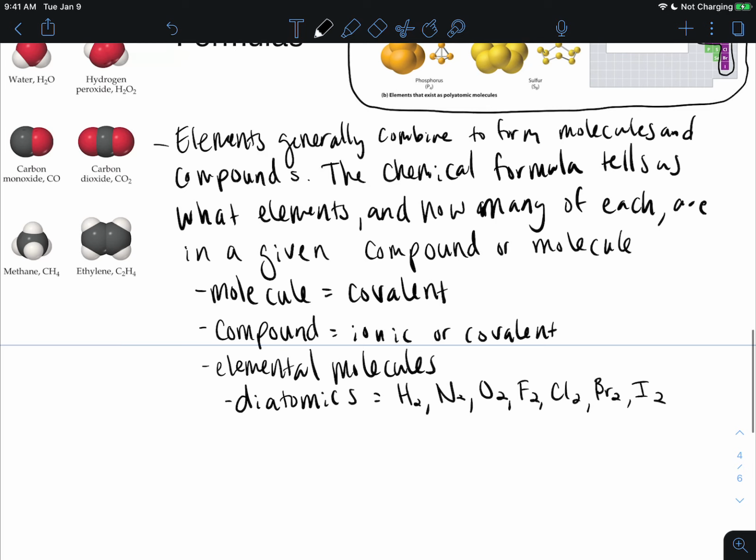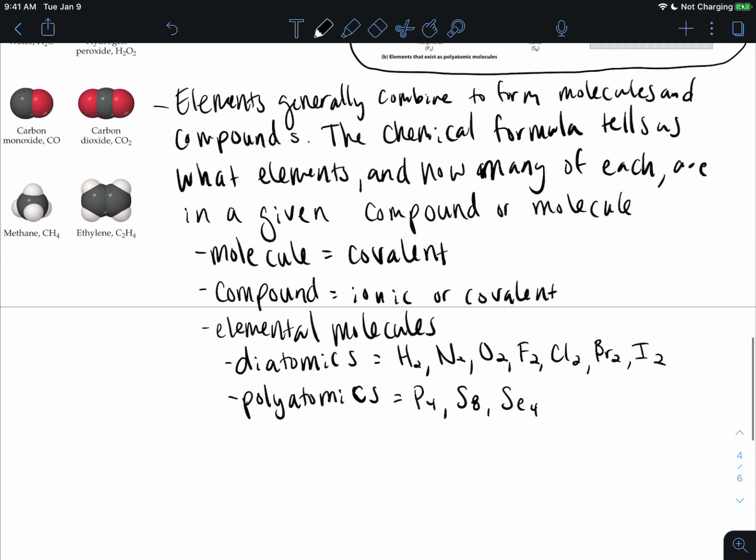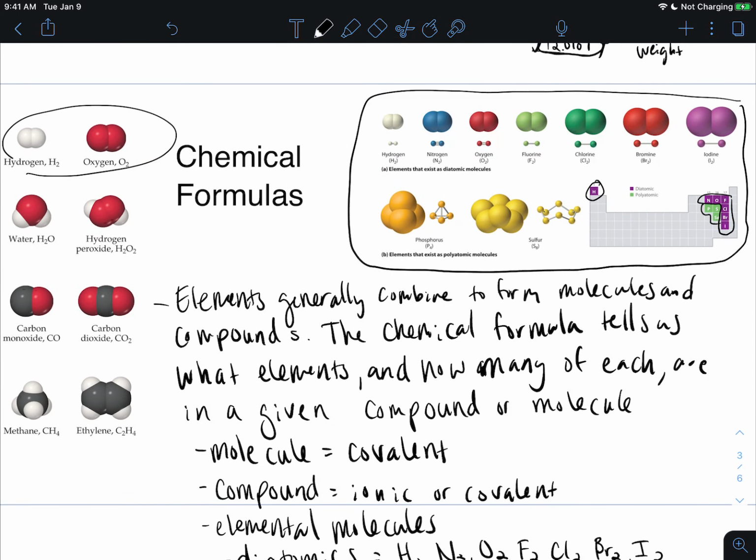And then we have some polyatomics. And these are going to include P4, S8, Se4. So there's a couple of different polyatomics, and those polyatomics are right here. You do not need to memorize those. You just need to know that there are polyatomic elements in there. Then over here, we have molecules and we have compounds.